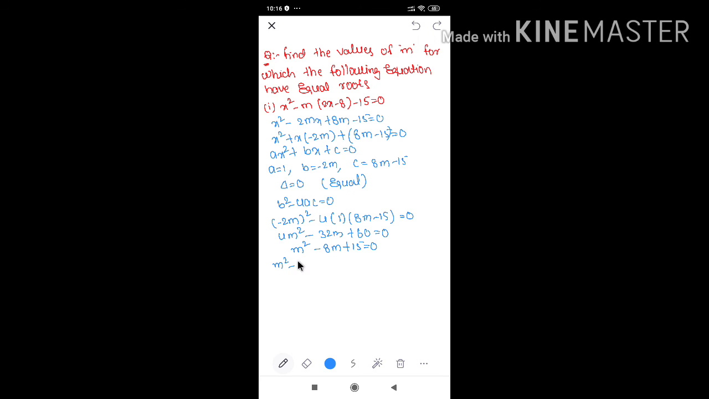m square minus 3m minus 5m plus 15 is equal to 0. Here I can take common m, so m into m minus 3. Here I can take common 5, m into minus 5 is equal to 0. So here, sorry, this is 3. 3 5s are 15. So m minus 3 into m minus 5 is equal to 0. m is equal to 3 or m is equal to 5. Next, the second question.